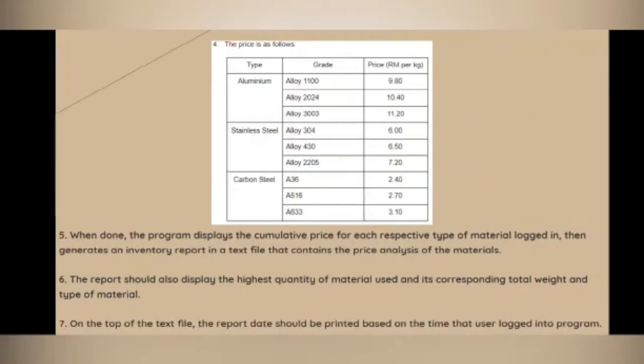Number 4, the price is as in the table below. Number 5, when done, the program displays the cumulative price of each respective type of material logged in, then generates an inventory report in a text file that contains the price analysis of the materials. Number 6, the report should also display the highest quantity of material used, its corresponding total weight, and the type of material. And lastly, at the top of the text file, the report date should be printed based on the time that the user logged into the program.